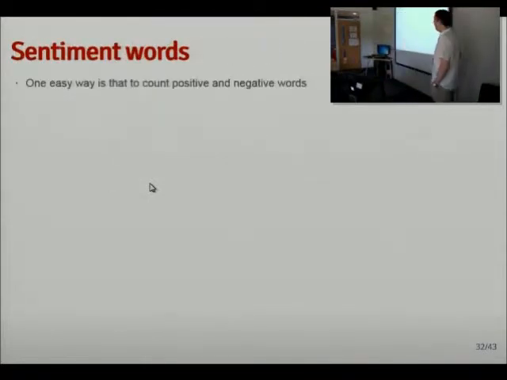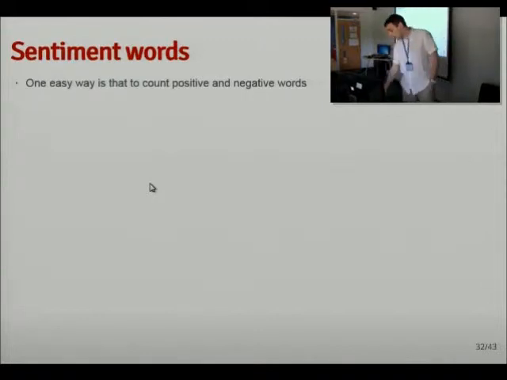That is, we're going to count the number of positive words in a message and count the number of negative words in a message. And the difference between those two is going to be our sentiment score. So if someone uses a lot of negative words, it's going to have a negative score. This is not a great way of doing it. People may be sarcastic or so on, but it's an easy way.